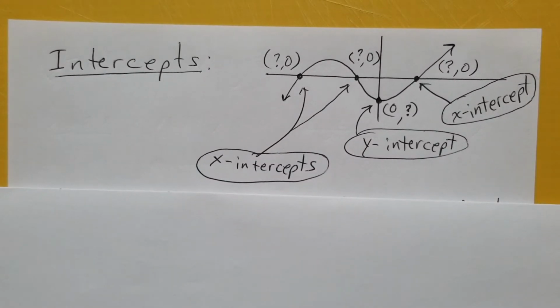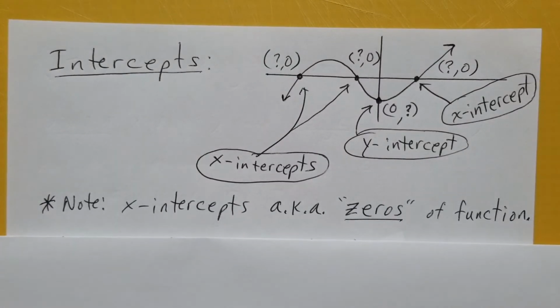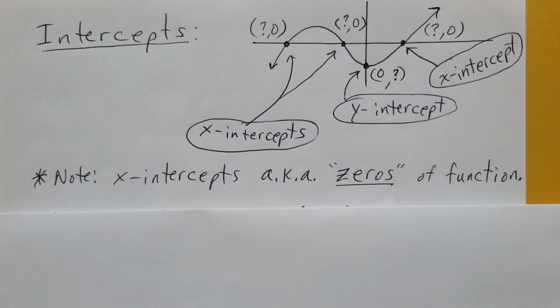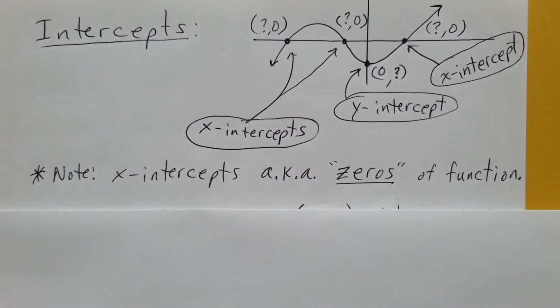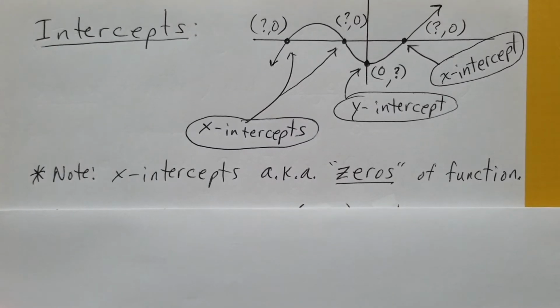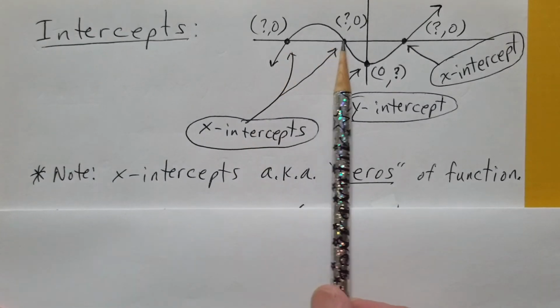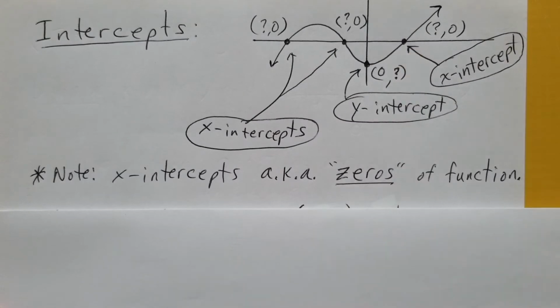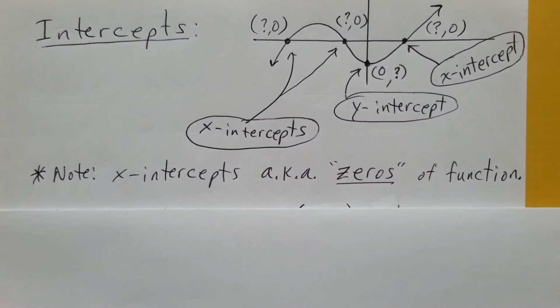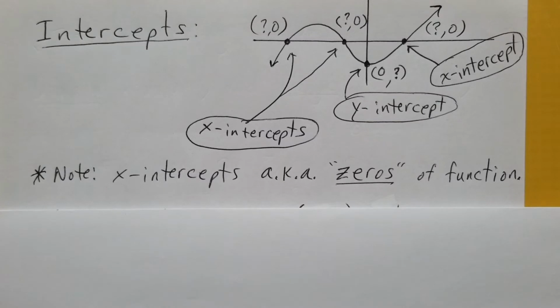Okay? So now our job is to find the intercepts. I'm going to give you a graph, and you find the intercept. As the year goes on, you're going to see the term zeros being used interchangeably with x-intercepts. So we can call these the x-intercepts of the graph, or we can call them the zeros of the graph. It means exactly the same thing. So find the intercepts, find the zeros, means the same thing.